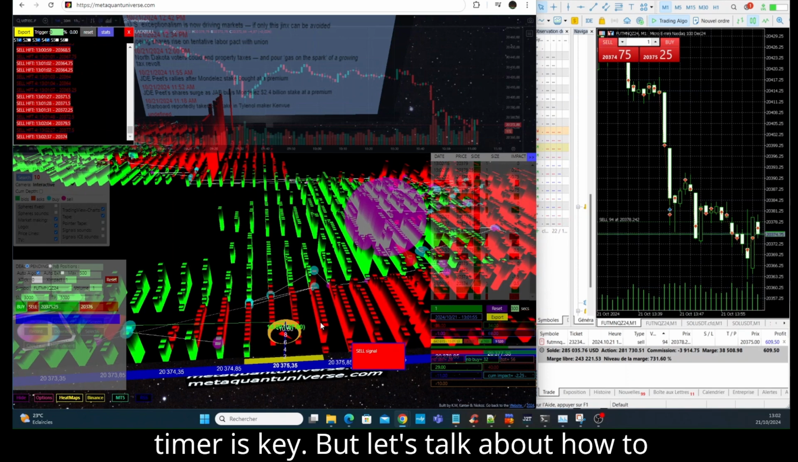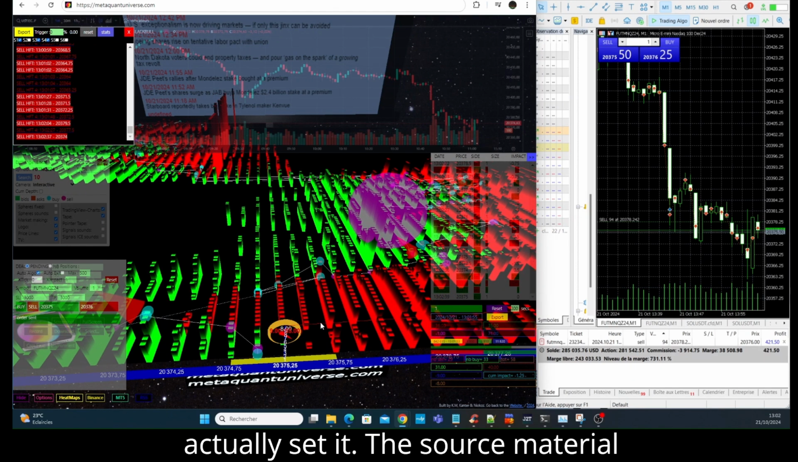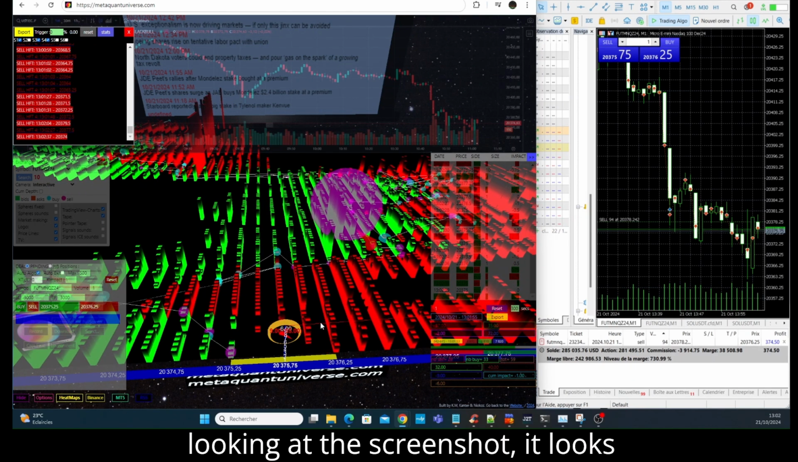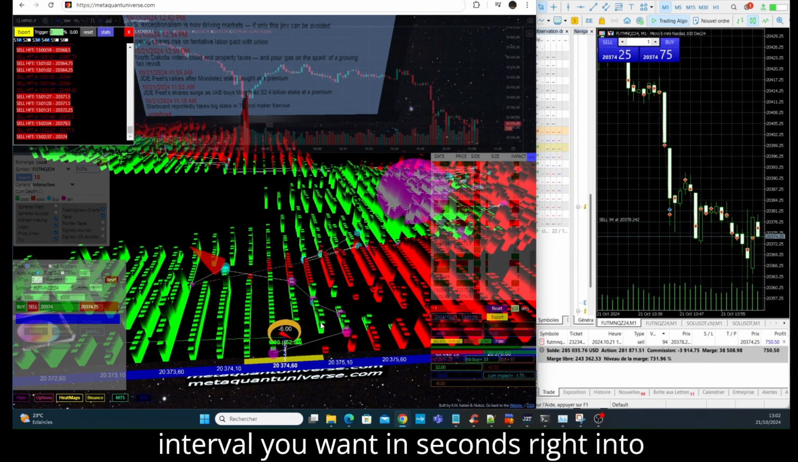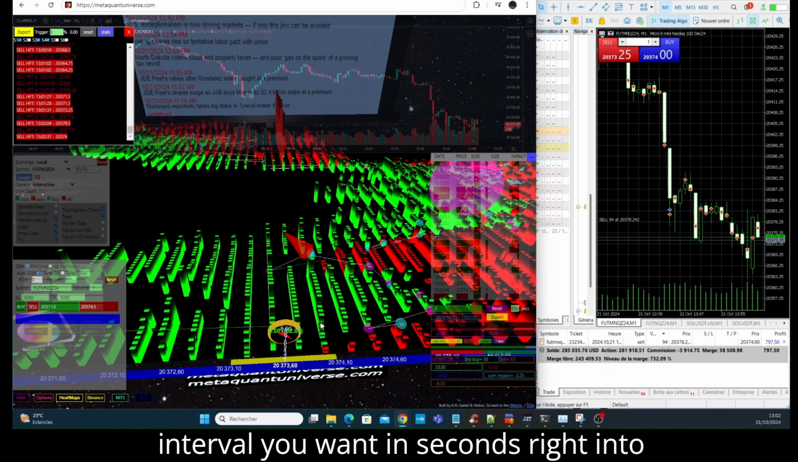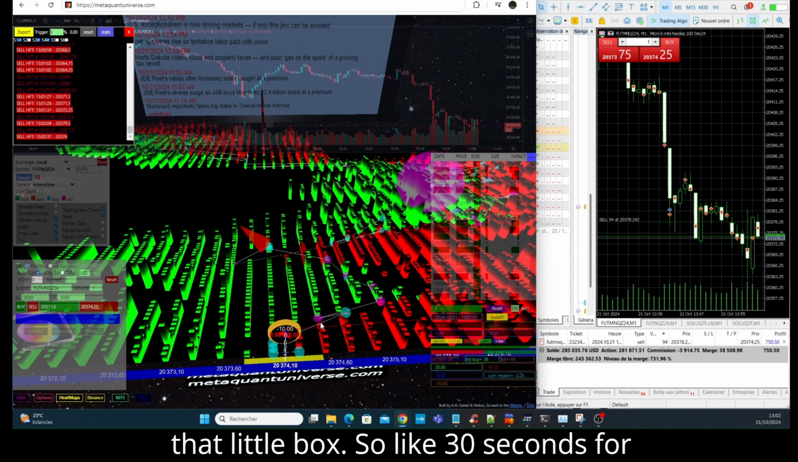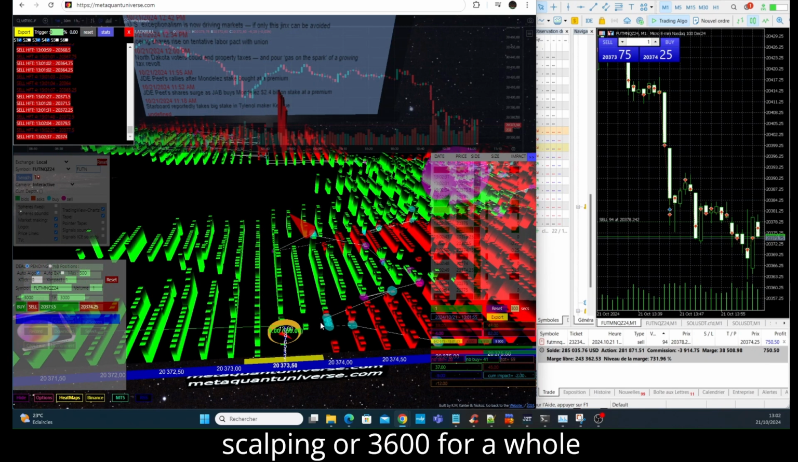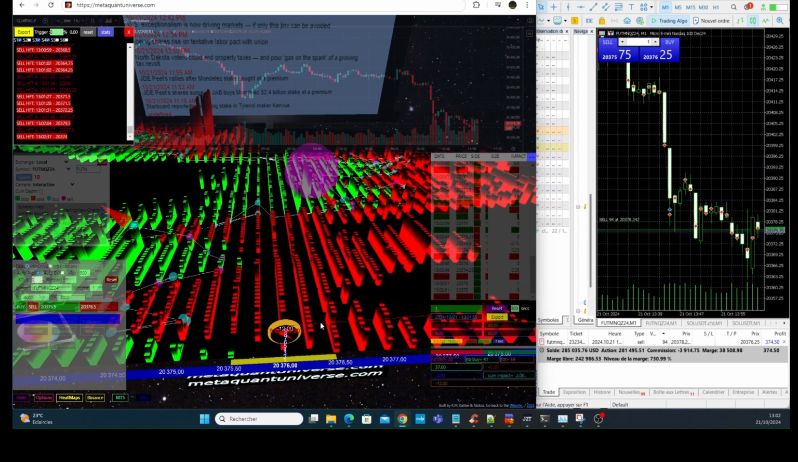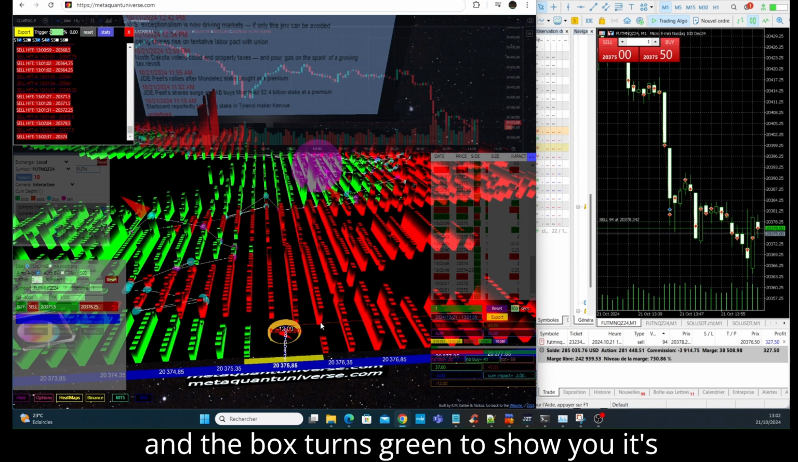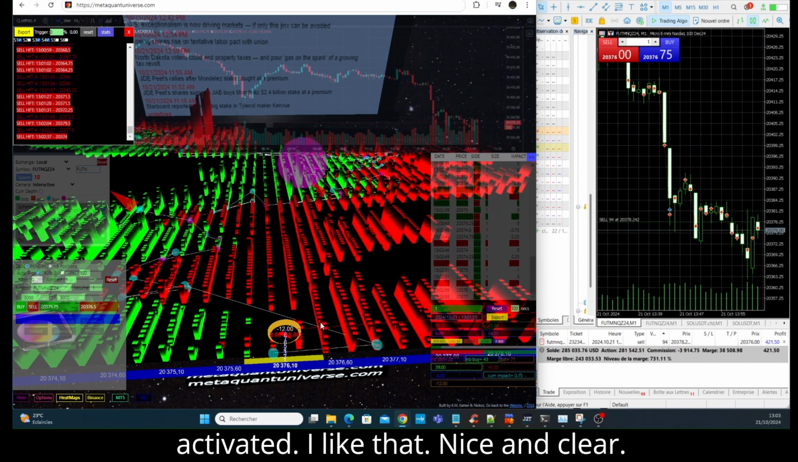But let's talk about how to actually set it. The source material makes it seem pretty simple. Looking at the screenshot, it looks pretty straightforward. Can you walk us through it? Sure. You just type in the interval you want in seconds, right into that little box. So like 30 seconds for scalping or 3,600 for a whole hour and so on. Then hit enter and the box turns green to show you it's active. Ooh, I like that. Nice and clear.